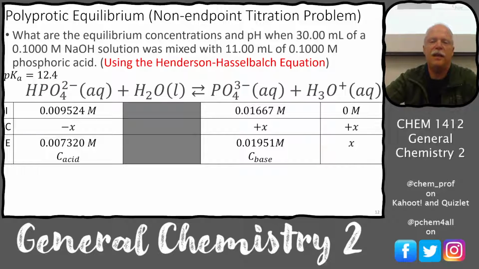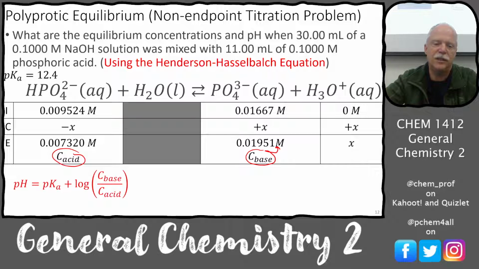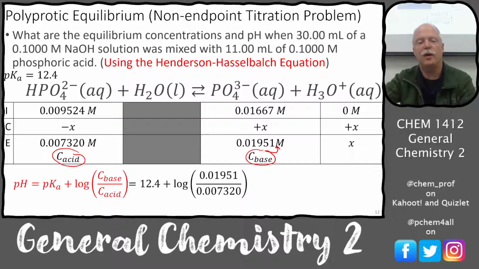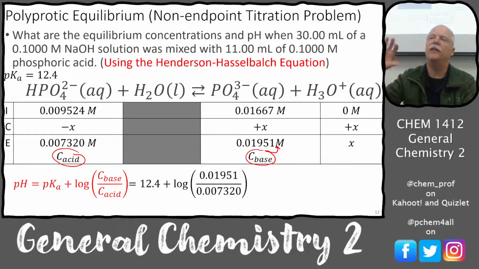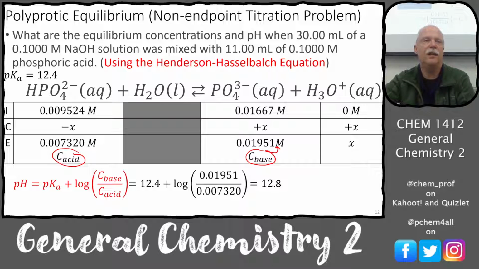Now we could do this last equilibrium calculation using the Henderson-Hasselbalch equation. If we recognize that this is the base, so this would be the concentration of the base right here, and this is the concentration of the acid, then here's that Henderson-Hasselbalch equation, which is, again, just a rearrangement of that equilibrium constant expression. And so we can put in all the numbers, 12.4 plus this small adjustment that's based on the log of that ratio of base to acid. And so that's going to give you the 12.8 that we calculated before.